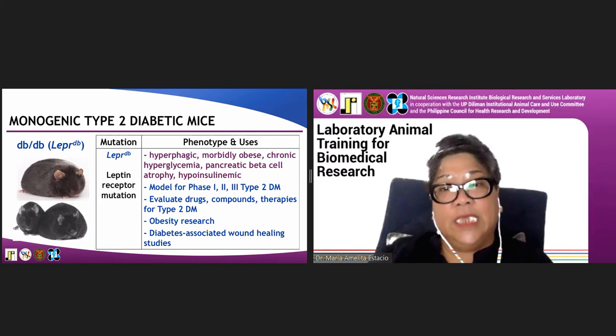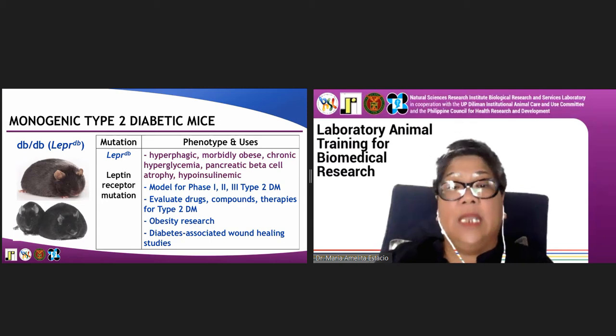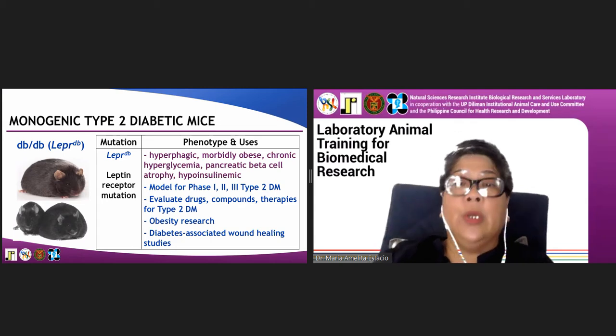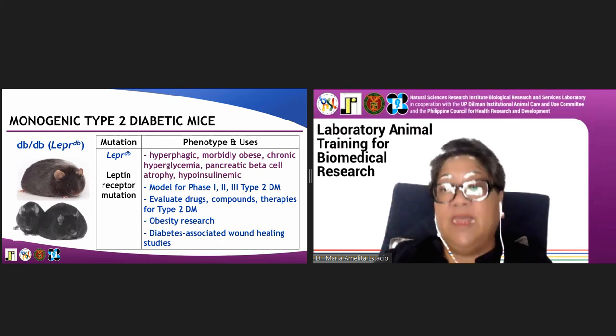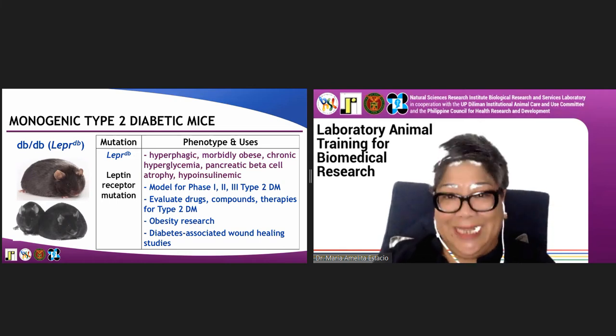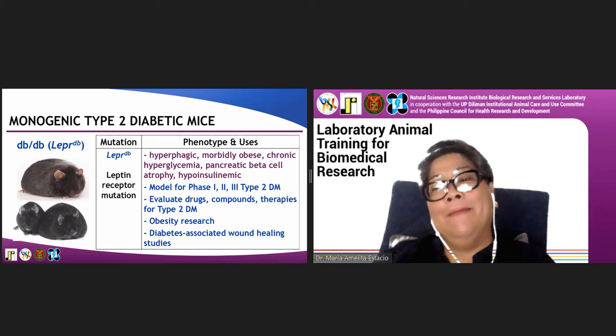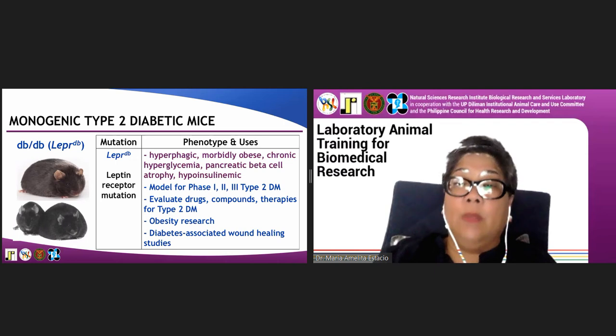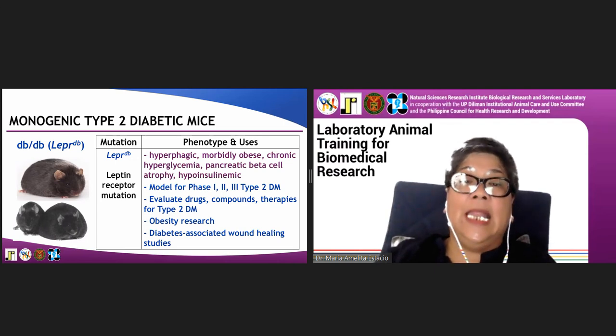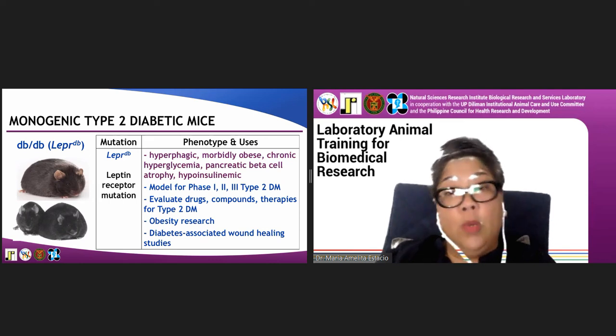As you can see, because the leptin cannot bind to the leptin receptors, they also develop hyperphagia. And with this increased, uncontrollable feed intake, the mouse develops obesity. There is a very high blood glucose level. Eventually, there would be pancreatic beta cell atrophy, and there would be low insulin levels.